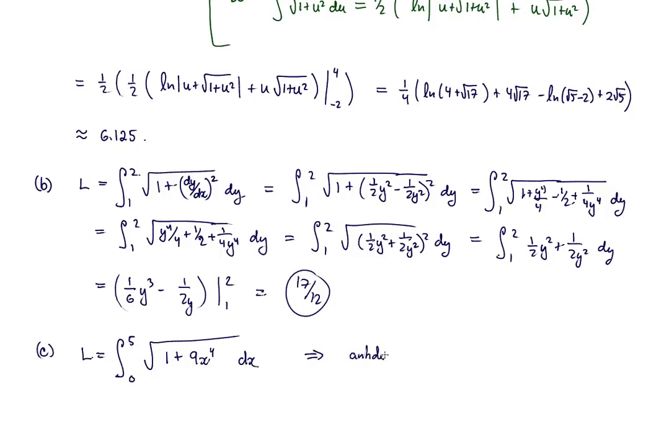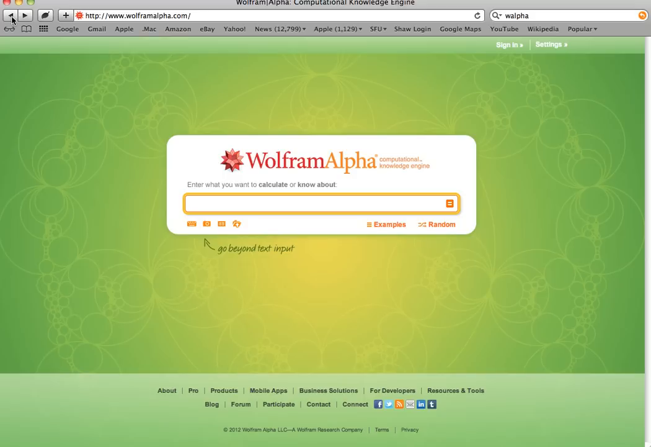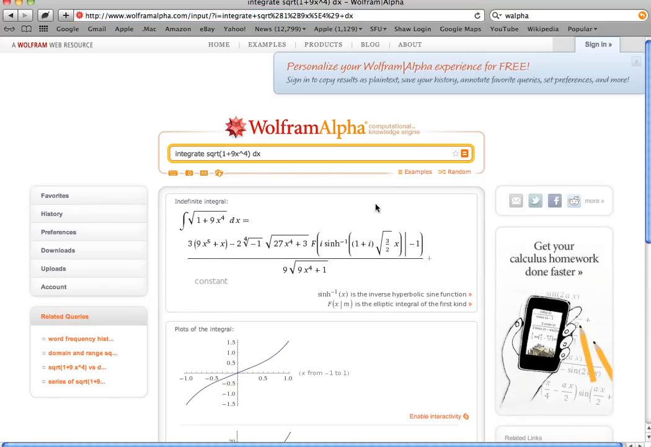The antiderivative of 1 plus 9x to the 4th is not expressible in terms of elementary functions. So how could we see this? Well, we could go to Wolfram Alpha and ask it to compute the integral. And it comes back with an antiderivative, but the antiderivative involves this function capital F, which if we look below, we see that it is the elliptic integral of the first kind.